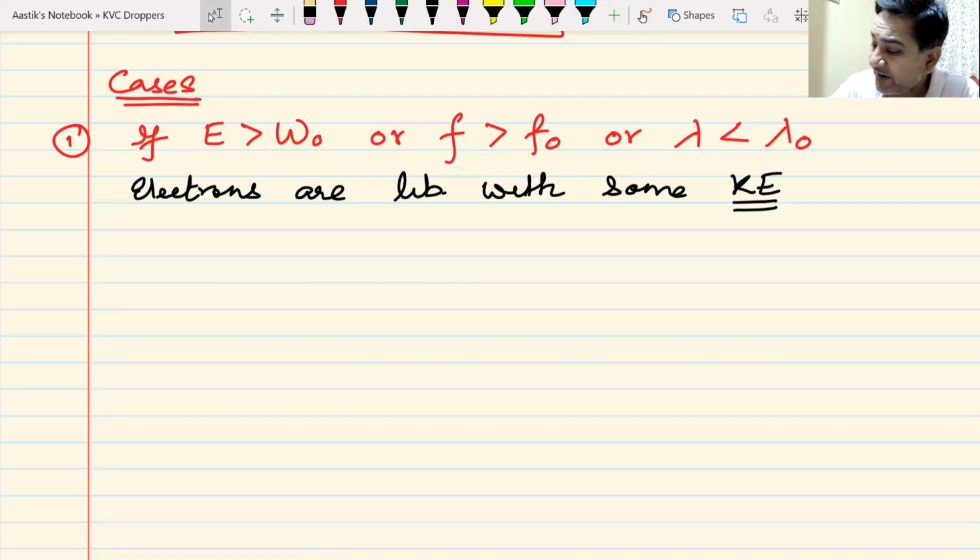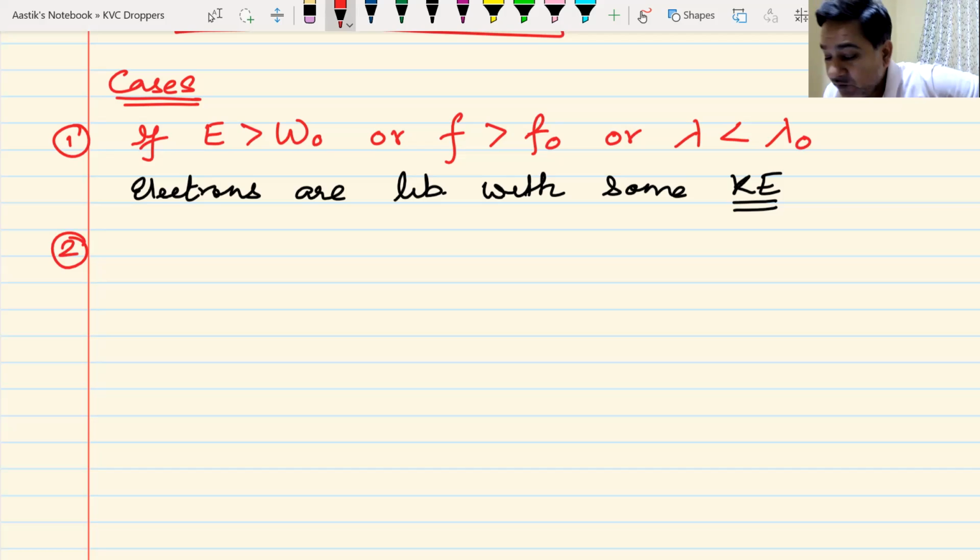What could be the second case? And again, it is all common sense. Physics is all common sense, and we all have common sense. That is why physics is very simple and very fascinating to read. What should be the next case? One is energy greater than W naught. What should be the next case? Simple. E is equal to W naught. Yes, now you are thinking like a physicist, and that is great.